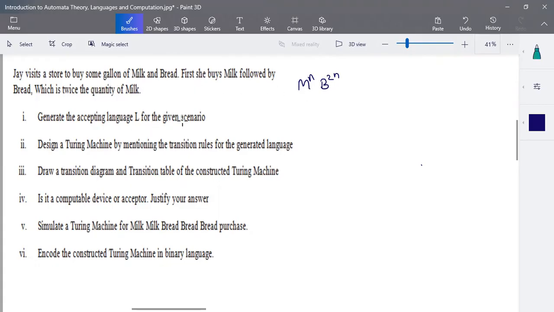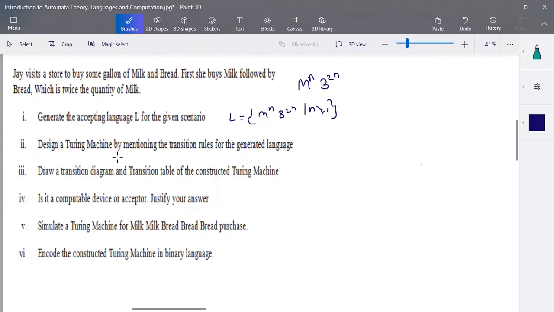Okay, so the language accepting this scenario is L is equal to... you can use any variable. It need not be M and B. You can give A and B, A for milk and B for bread. Any kind of thing is acceptable. So here my language consists of M and B: n number of M followed by 2n number of B's, where n is greater than or equal to 1. So this is my language accepted by the Turing machine for the given scenario.